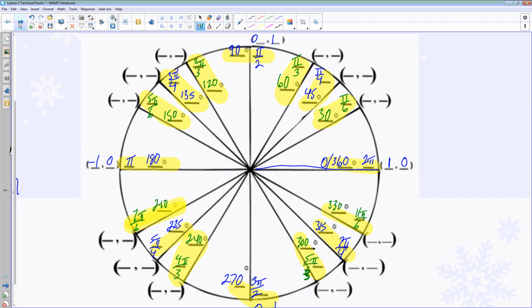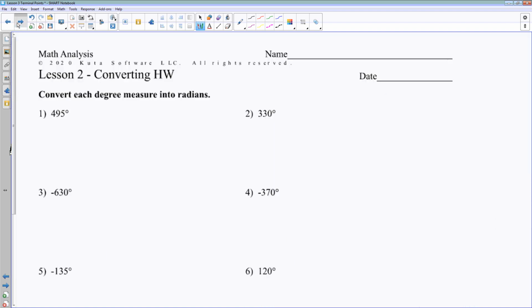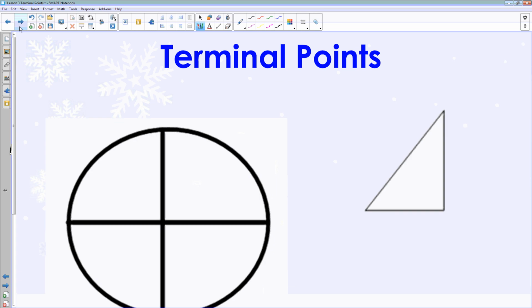So let's take a look here at our first scenario. So we're going to create a triangle here, a right triangle. All right, so I have the unit circle drawn, and then I have a right triangle off to the right. So it's a special type of right triangle.